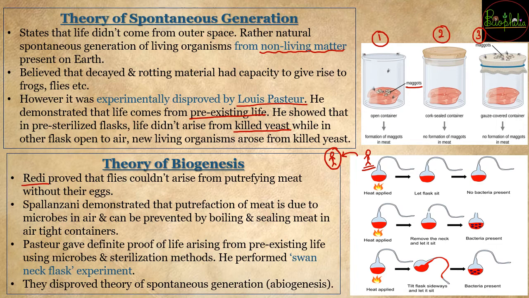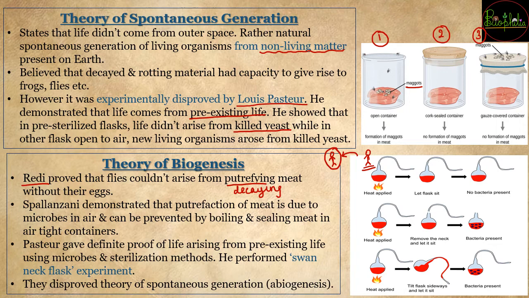So then the next thing was the theory of biogenesis, which was told by Redi. Redi was able to prove that the flies that came did not arise from the putrefying meat. Putrefying means dead and decaying meat. The flies did not come without eggs. If there were eggs on the meat, then those eggs could hatch and new flies could arise.